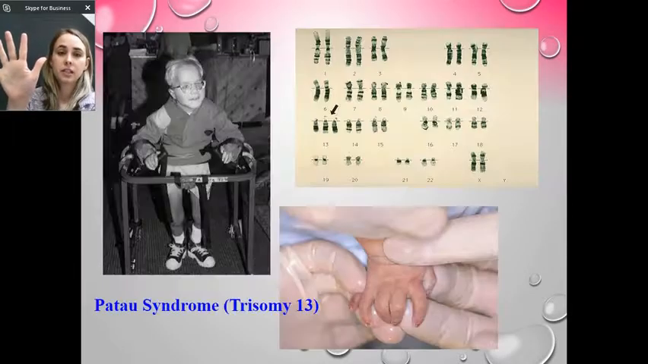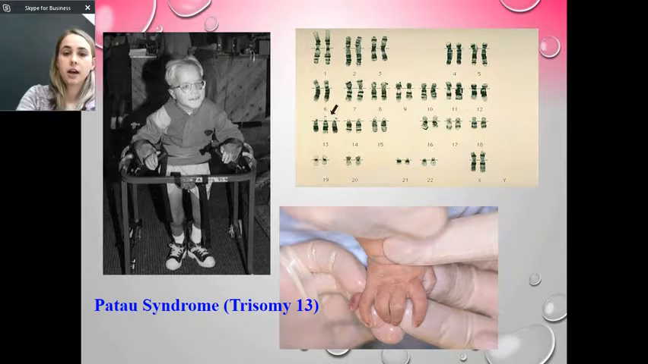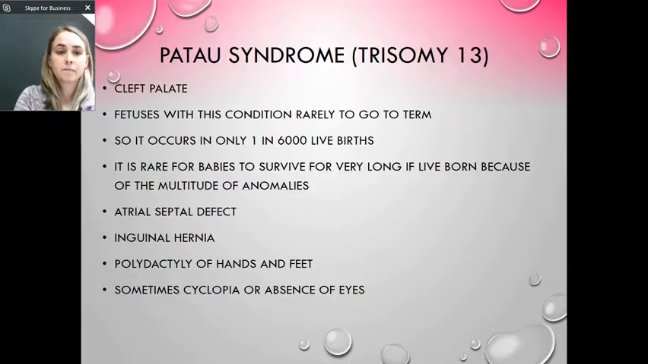If we go back to this slide right here, you can count that the hands on this baby has 6 fingers. Okay, so that's polydactyly. And sometimes cyclopia, so one eye, or the absence of eyes altogether.